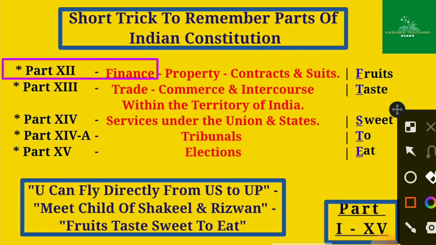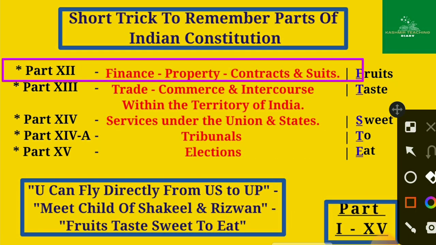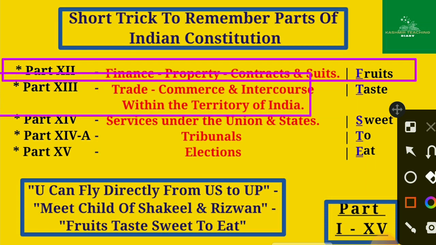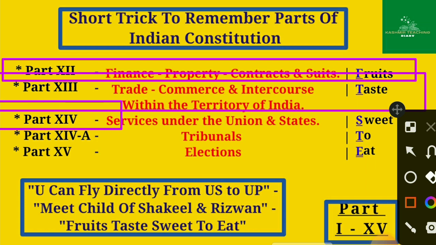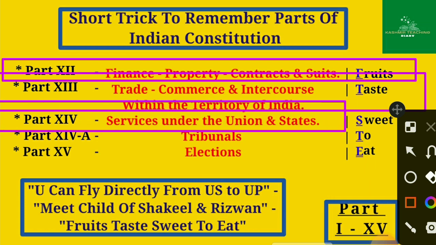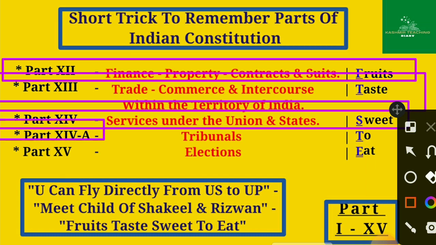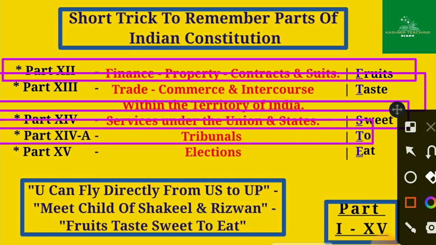Part 12 deals with finance, property, contract, and suits, and fruits. The first letter of fruits, F, stands for finance. Part 13th deals with trade, commerce, and intercourse within the territory of India. And taste, the first letter of taste, T, stands for trade. And part 14th deals with services under the union and the states. And the first letter of sweet, S, stands for services. And part 14th A stands for tribunals. And to, the first letter of to, T, stands for tribunals.